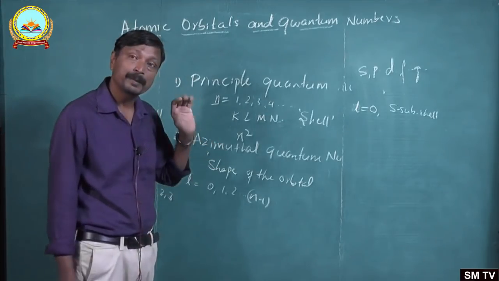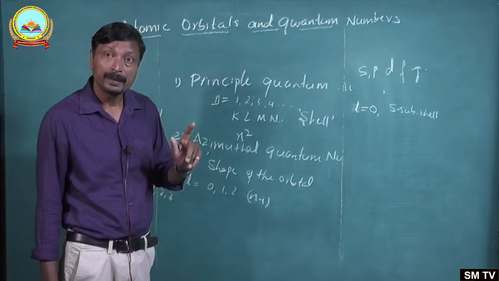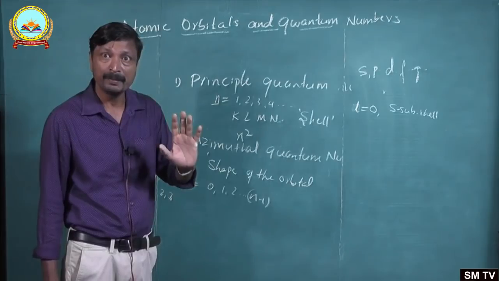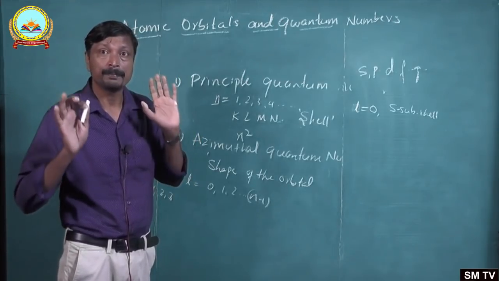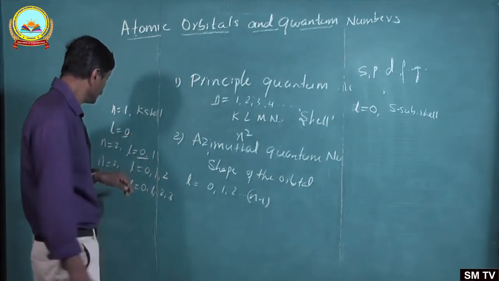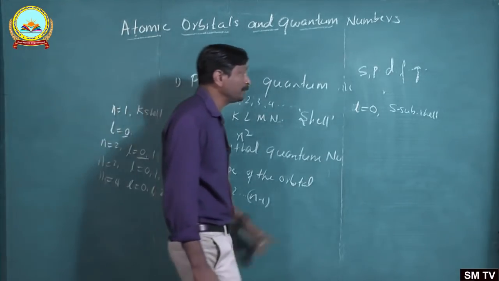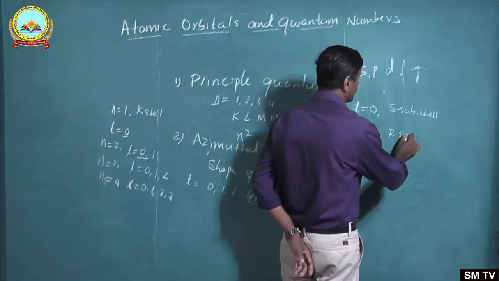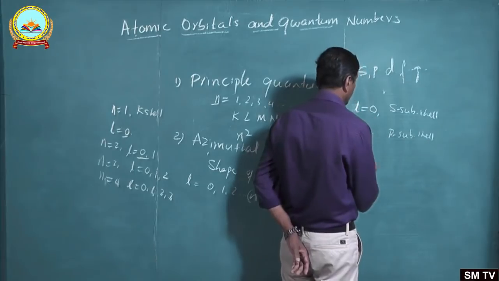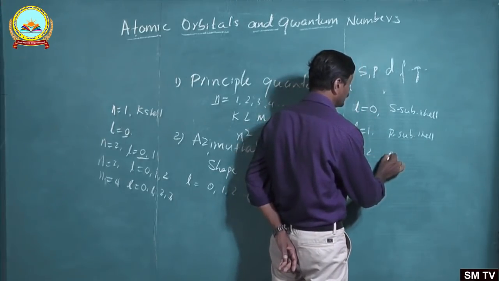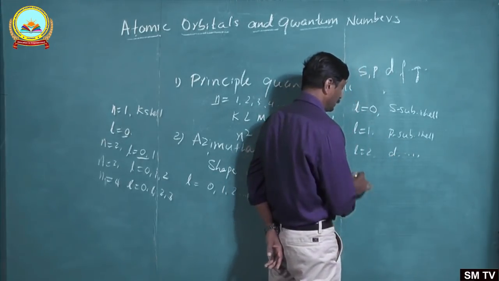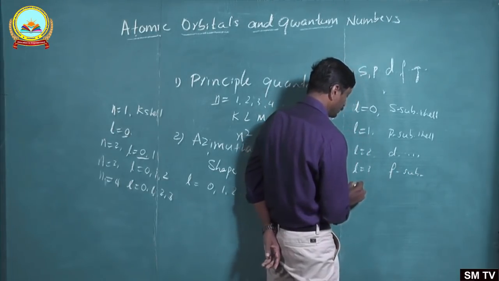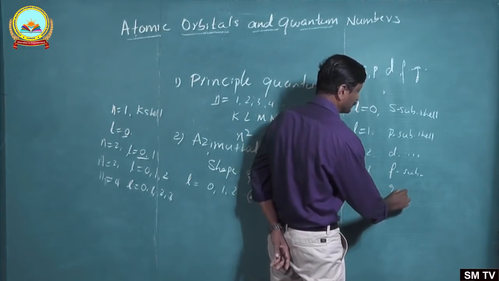What does the azimuthal quantum number tell about? It tells about shape. If the azimuthal quantum number is the same, then the orbitals have the same shape. So L is equal to 0 means S subshell. L is equal to 1, it's a P subshell. L is equal to 2, it's a D subshell. L is equal to 3, it's an F subshell. L is equal to 4, it's a G subshell.